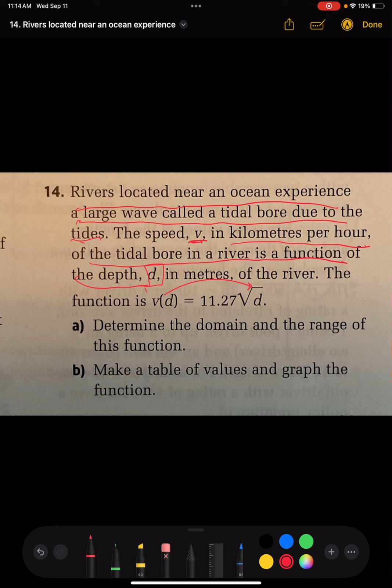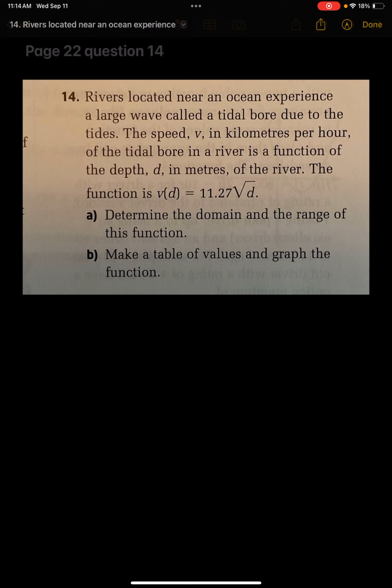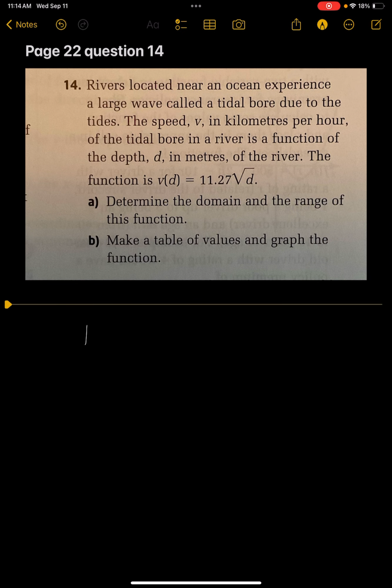Determine the domain and the range of the function. So the domain is the independent variable. So what's the domain? What can d be? Can d be any number? Because we're taking the square root of d.